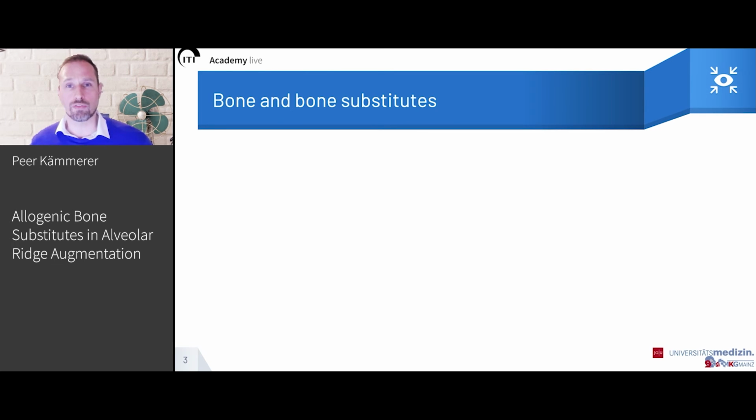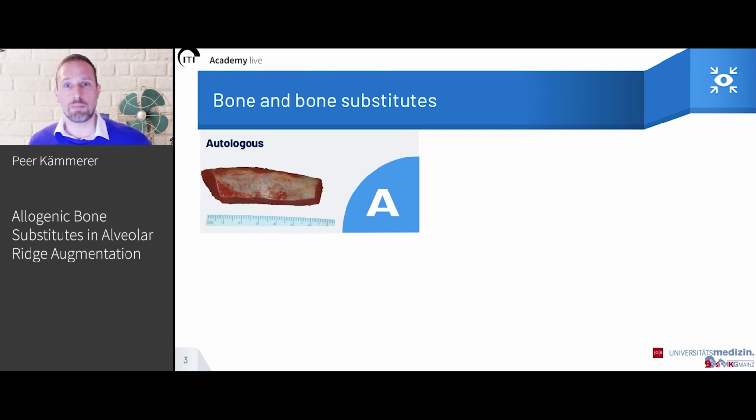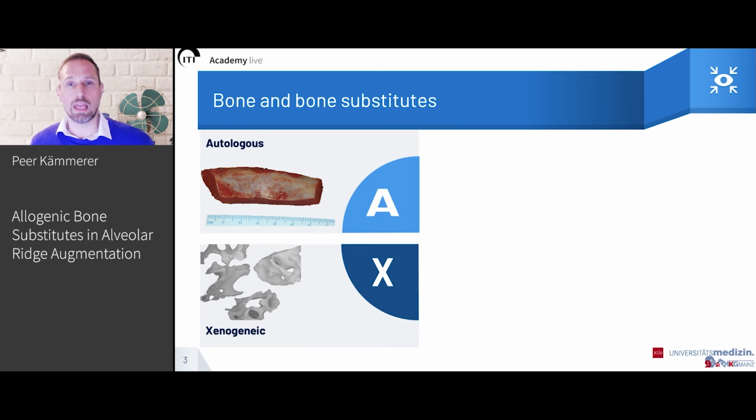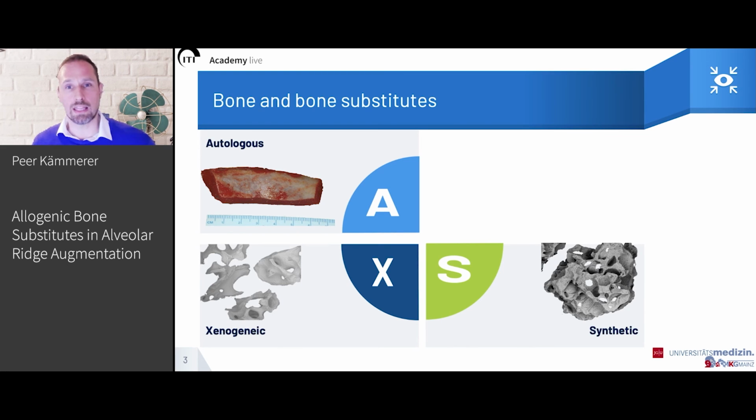What do we have? First of all, it's the patient's own bone, autologous bone, with all its osteoinductive properties. Then we will have substitute materials such as xenogenic bone, mostly osteoconductive. We have synthetic alloplastic bone substitute materials, also without the osteoinductive features of autologous bone.